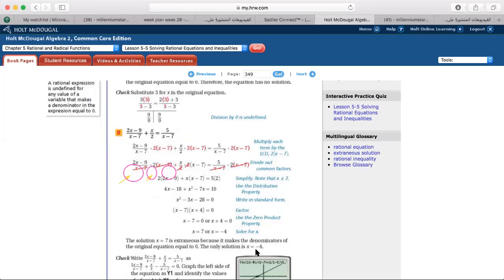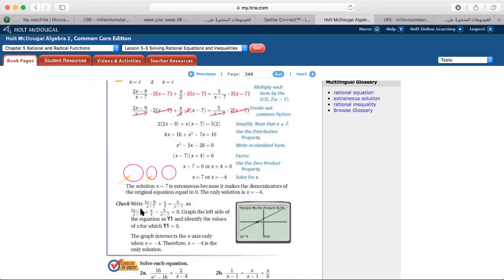So I have to check both answers. I have to check both answers because when I substitute 7, the denominator is 0. But when I substitute negative 4, I didn't get 0. So the only solution is negative 4. And here you got the check.